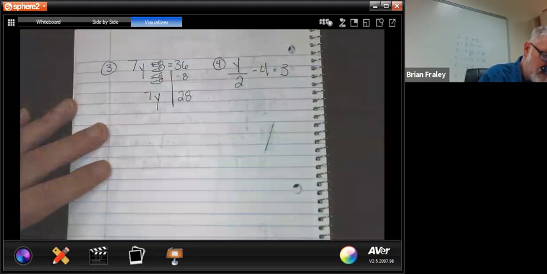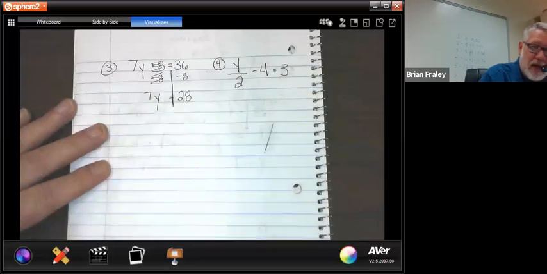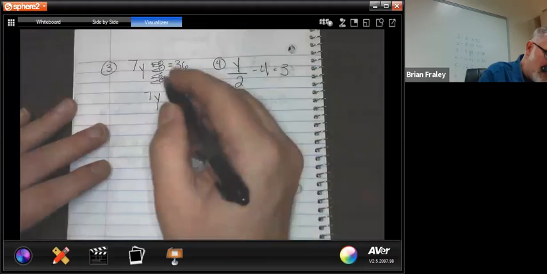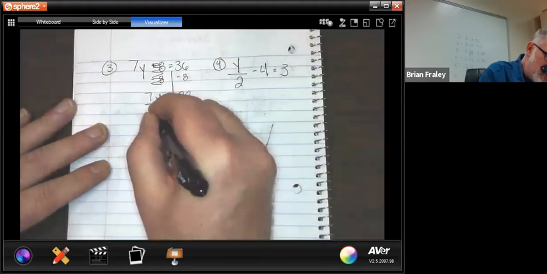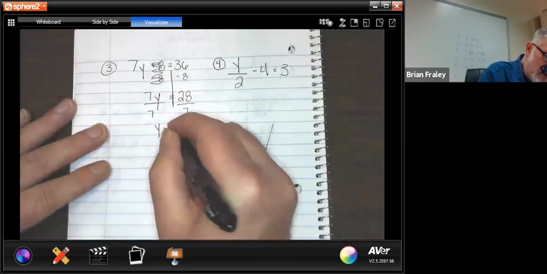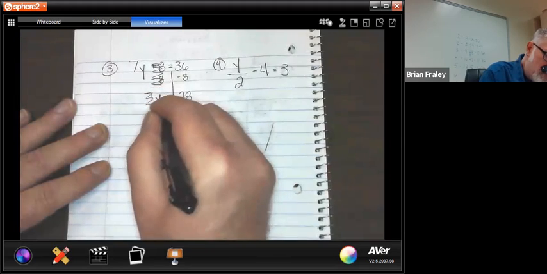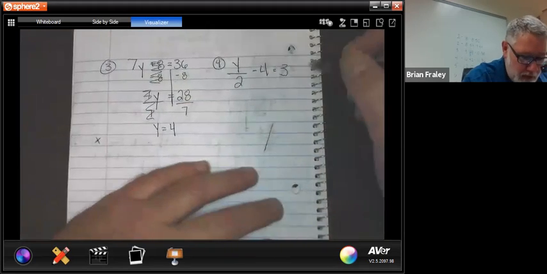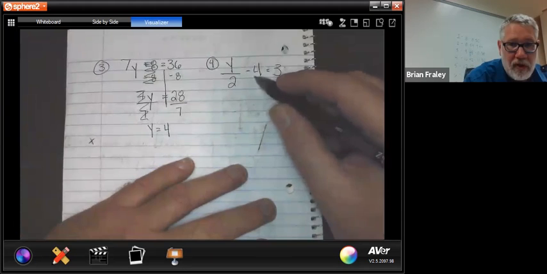All right. And bring down your equal sign. And if they're multiplying by 7, guys, it's really easy. We do the opposite, which is dividing by 7. And y equals 4. Easy. This one, start with addition or subtraction.